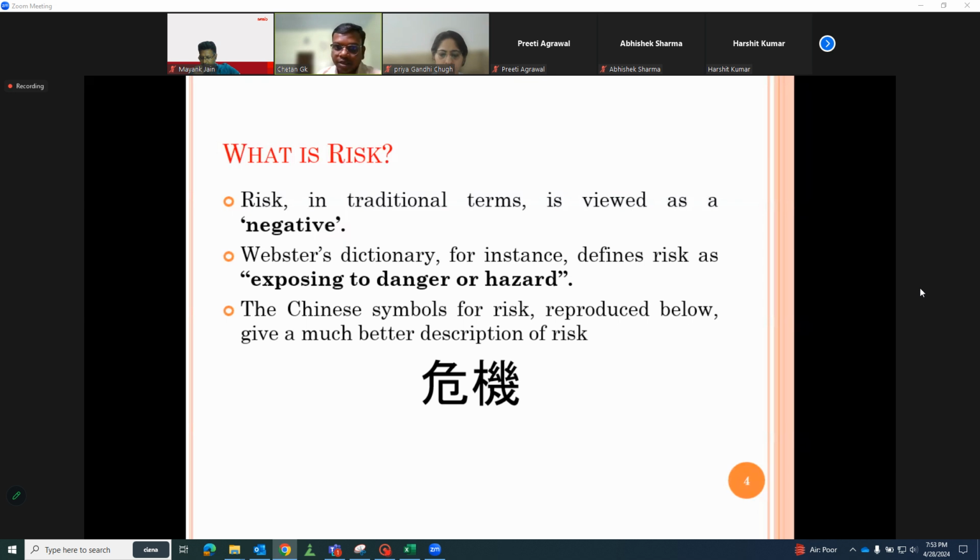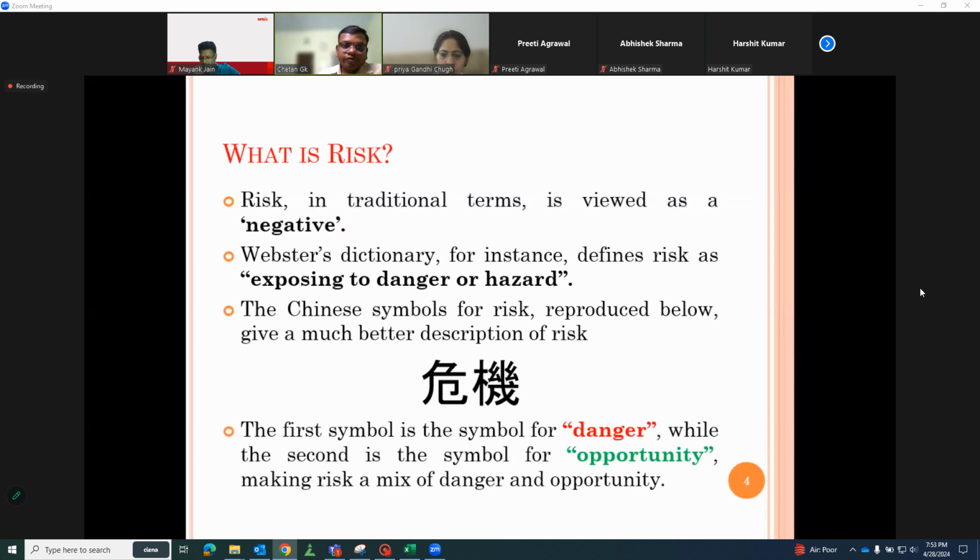Let us decipher what they actually are. The first symbol is a symbol of danger, and the second symbol you are seeing is opportunity. Which means there is a danger, but you have to view that as an opportunity, because if you take risk, only then can you achieve something in life. You must have seen this particular quotation, right? It actually applies to risk here in finance as well.